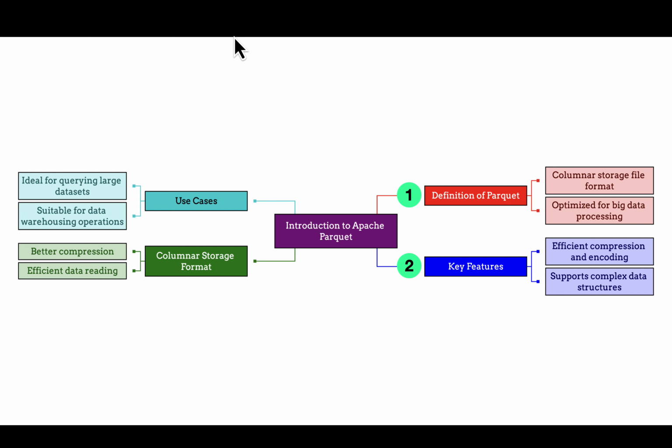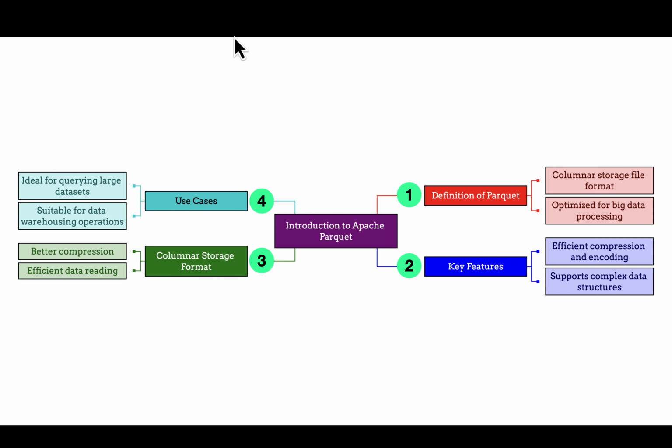2. Key features. Parquet's key features include efficient data compression and encoding schemes, support for complex nested data structures, and compatibility with multiple data processing frameworks. 3. Columnar storage format. Parquet organizes data by column, allowing for better compression and efficient read of only the necessary data, significantly improving performance for read-heavy analytical queries.